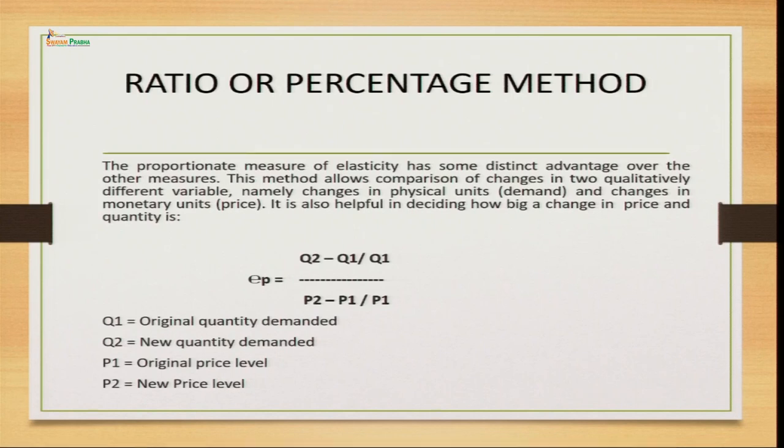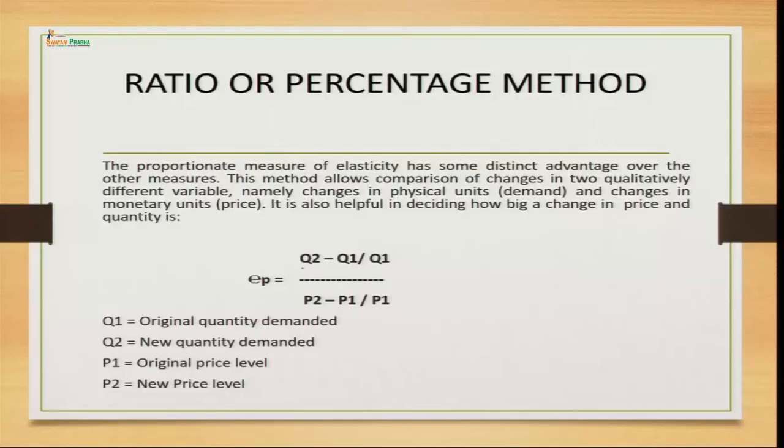So let us talk about the very first method, the ratio or percentage method. Some people also call it the point elasticity method, because this method basically helps you measure the elasticity at a specific point. What change has taken place in the quantity demanded due to the change in the price, we calculate it through the ratio or percentage method. And the formula to calculate price elasticity by this method is very simple. This is how we write it: Q2 minus Q1, that is the new quantity minus the previous quantity, upon Q1, whole upon P2 minus P1 divided by P1. P2 is again the new price, the changed price, and P1 the previous price.